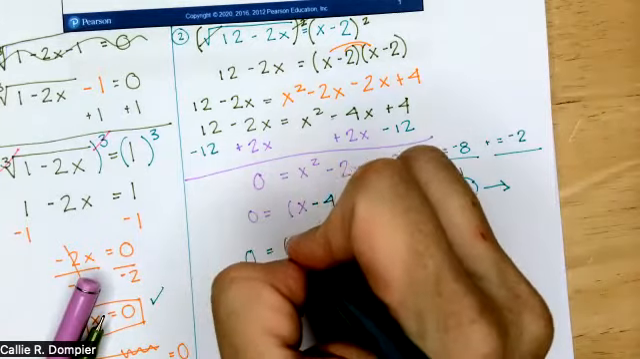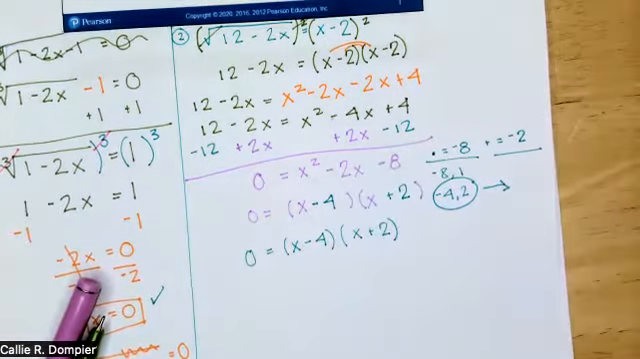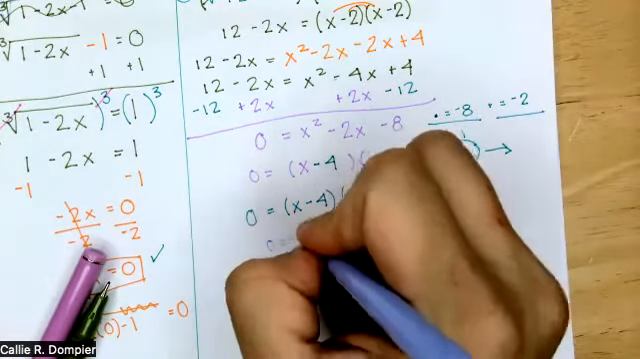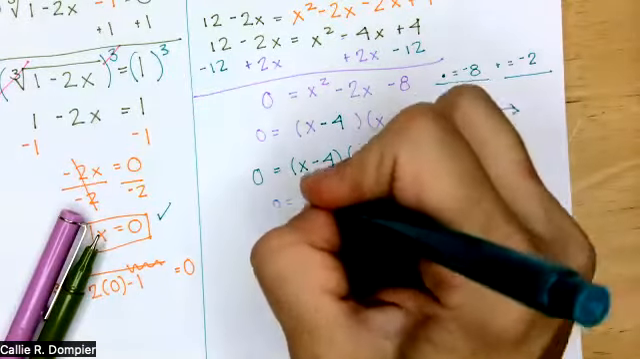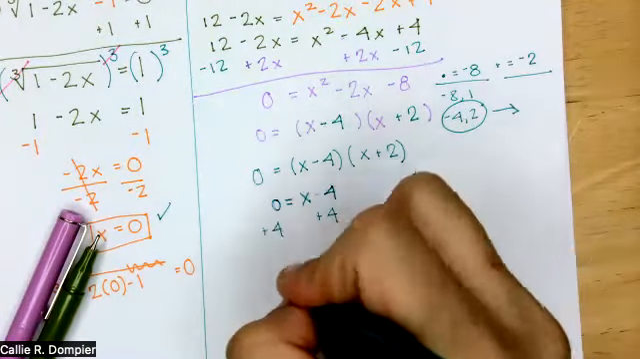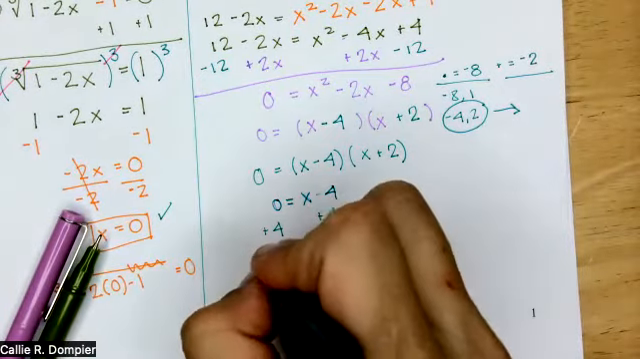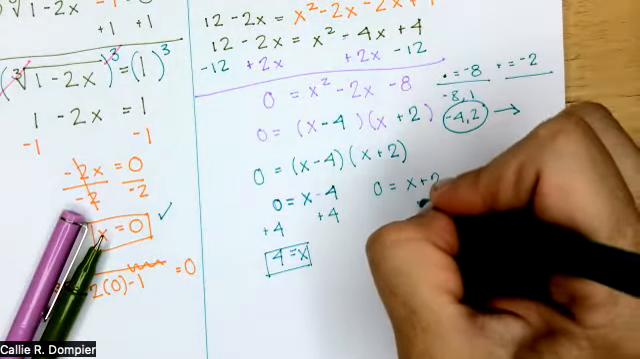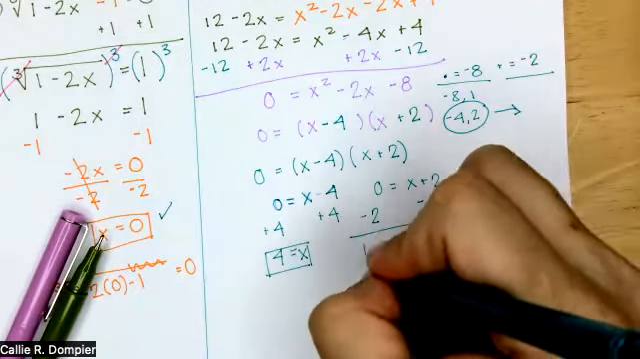0 equals the quantity x minus 4 times the quantity x plus 2. All right, we need to solve for x. We're not done. 0 equals x minus 4. I add 4, add 4. x is a positive 4 in this case. Here, 0 equals x plus 2. I'm going to subtract the 2 from both sides. x is negative 2.